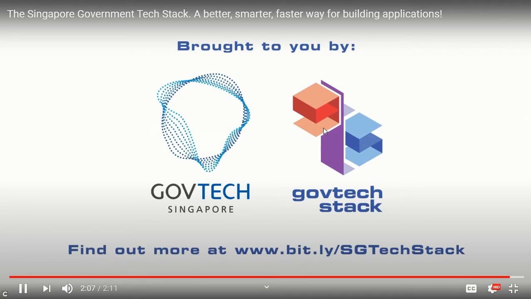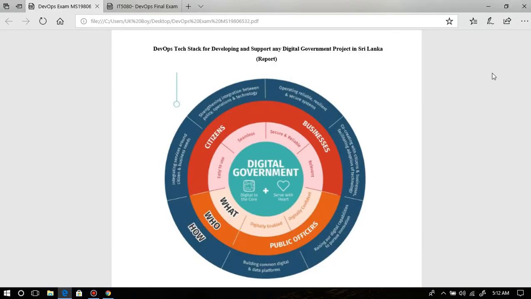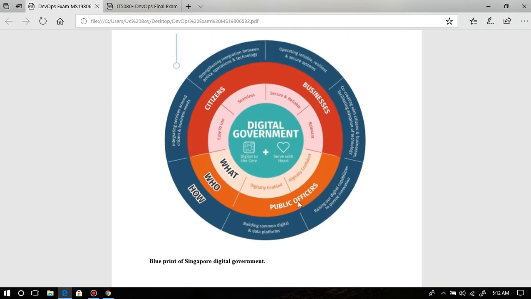Okay, through this video I think now you have a better idea about the benefits and other chances which we can get through digital governments. Let's go to the next step. In the next step, as a literature review, I have added the blueprint of the Singapore digital government. Through this, we can see there are several categories: citizens, business, and public officers.